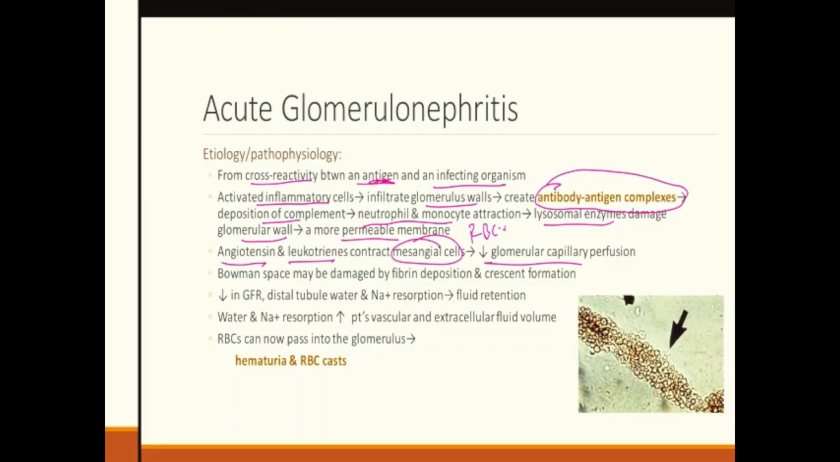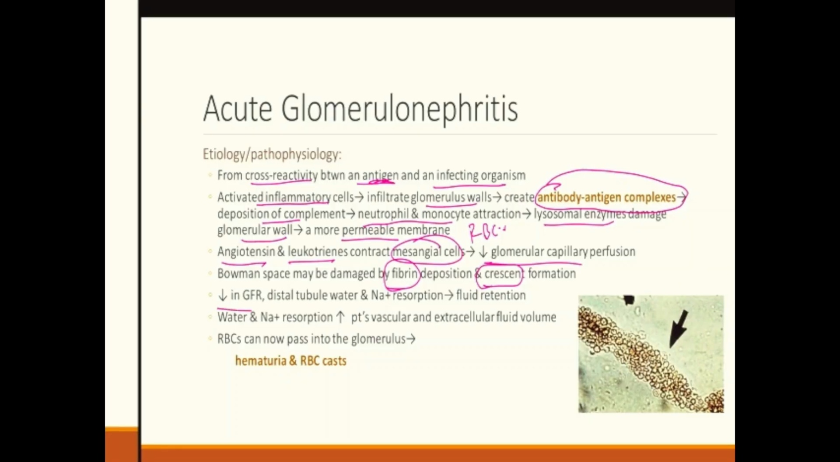Bowman space may be damaged by fibrin deposition, and we get a crescent formation. So for crescent formation, I have a slide to show you the histology. You'll see a slice of the renal tissue. You'll see these crescent formations in the cells.